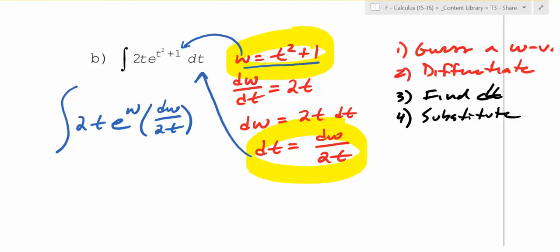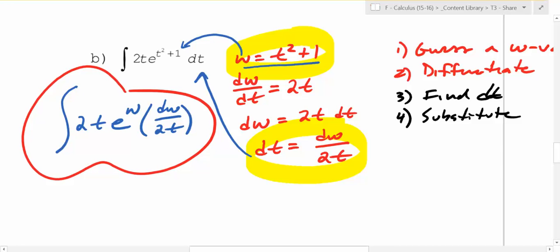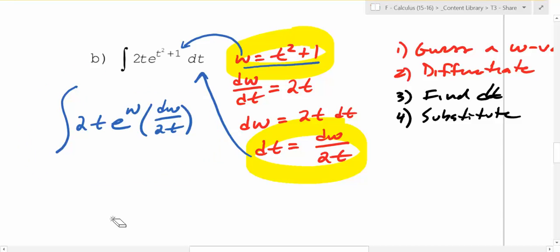We don't have the t squared plus 1 back in. Oh, okay, we're not putting anything back in. Just look at that integral right here. Jen, look at this right here and tell me, is there any simplification we can do? Get rid of the 2t. Exactly. Look at this. So what do we have now? E to the w dw.